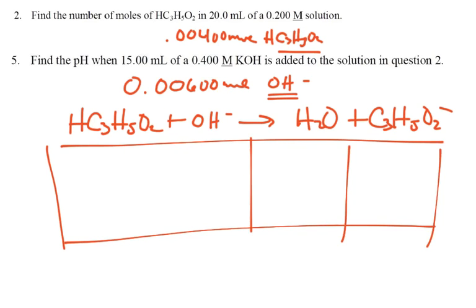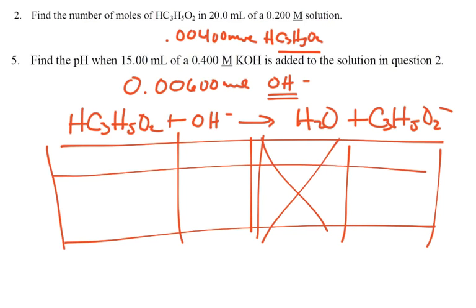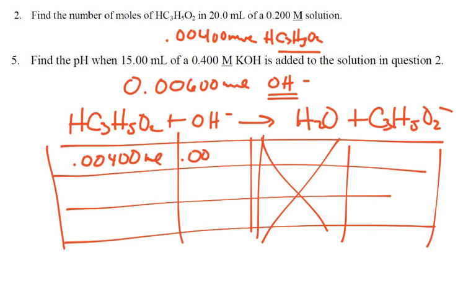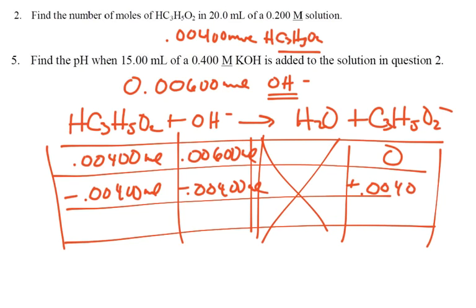So this is our stoichiometry ICE box. And the acid is 0.00400 moles. The base is 0.00600 moles. And we're going to use up all of our acid, so minus 0.00400 moles, minus 0.00400 moles, and we're going to have plus 0.00400 moles. Okay, now this will be 0.00400 moles, this will be 0.00200 moles, and this will be 0.